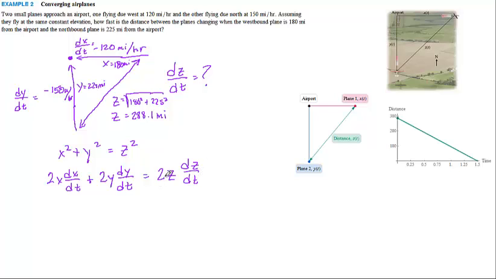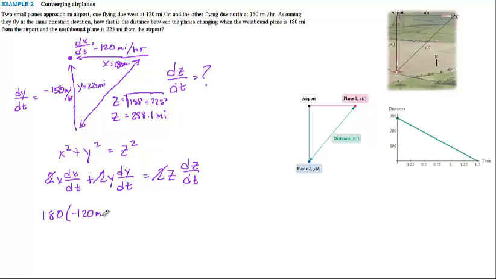Now I notice that these 2's really don't even matter because there's one in everybody. I'll divide everything through by 2 just to get those out of there. And I can start replacing with some numbers. My x at this point in time is 180. My dx over dt is minus 120.